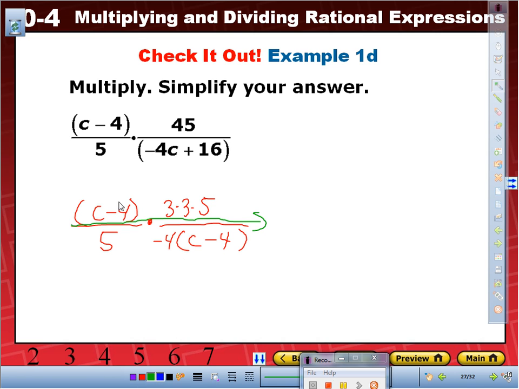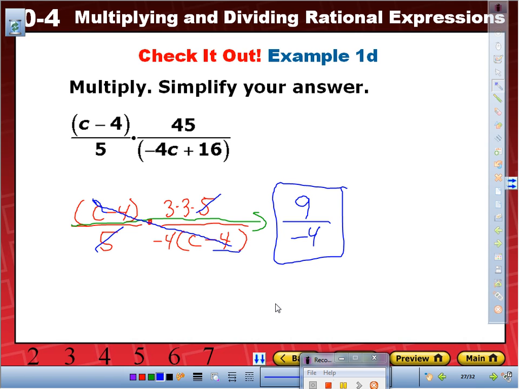What's our first GCF? Or our first common factor is this one. Do you guys see it? How about the 5s? What do we have left? 9 over negative 4. Hence, we got that. Okay. All right. Questions?